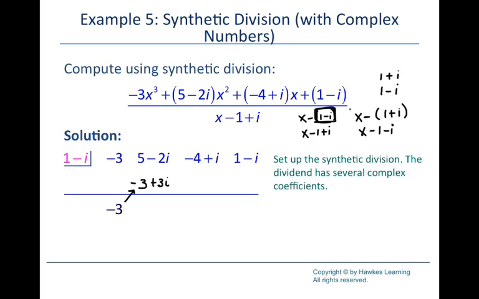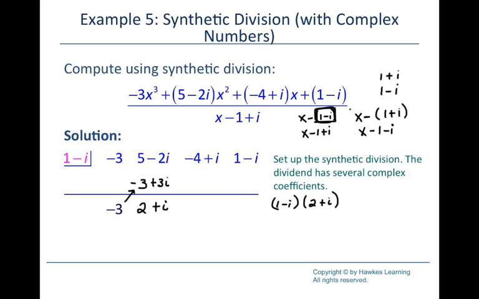Okay, so when we add these two together, we're going to get 5 minus 3 is 2. And then plus 3i minus 2i is going to be plus i. So now we have to multiply our divisor, 1 minus i, times our 2 plus i.